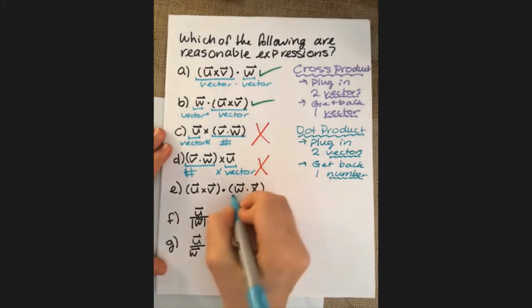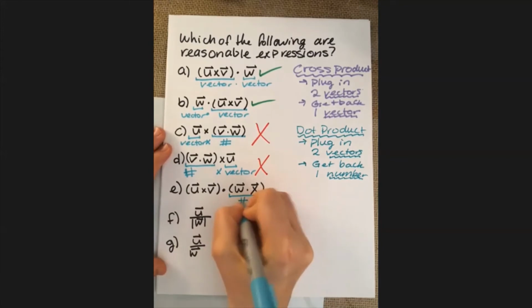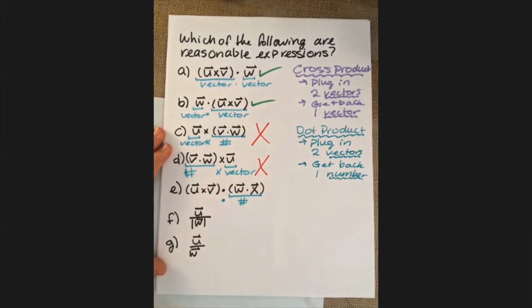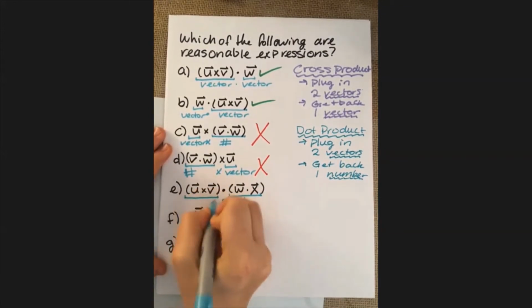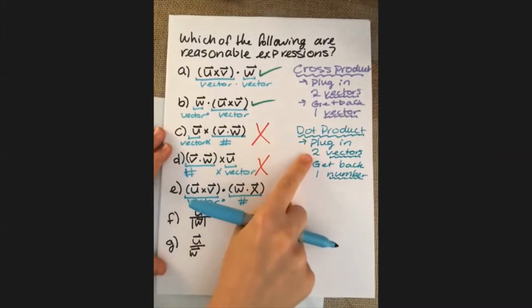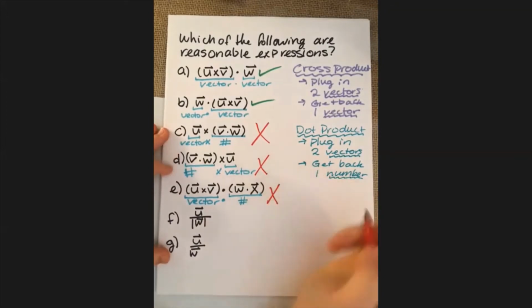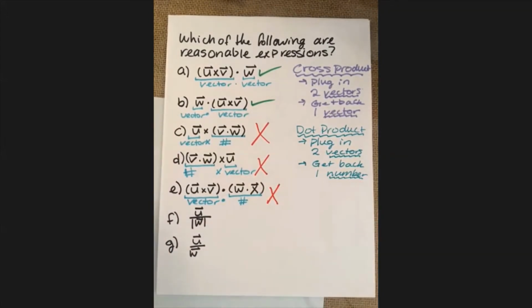Looking at letter E, this right here is a dot product. So that's going to give us a number. And we're trying to dot that with a vector. And once again, dot products require us to plug in two vectors, just like with the case of the cross product. Taking a vector dotted with a number doesn't really make a whole lot of sense. So that is not a reasonable expression.